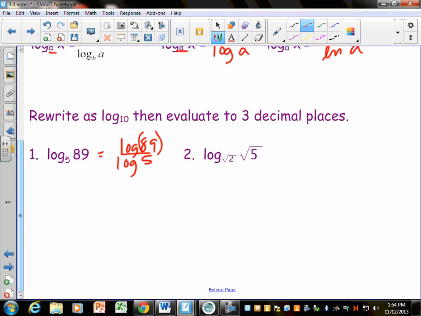And you should be able to see if your answer is reasonable. 89 is between 5 squared and 5 to the third. Do you agree with me on that? So your answer should be somewhere between 2 and 3. And did you get the answer between 2 and 3? Yes. Log base 5 of 89, to 3 decimal places, should be about 2.789 is your answer.